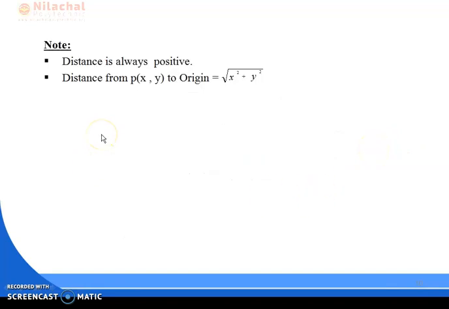Let's see what notes there are. The note is that distance is always positive, and the distance from a point to the origin must be the square root of x square plus y square, because the origin coordinate is 0, 0. So the distance from point P to the origin is the square root of (x minus 0) whole square plus (y minus 0) whole square. That means the square root of x square plus y square.